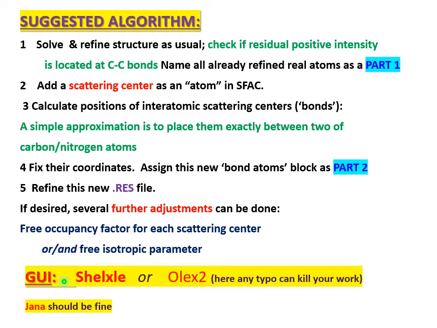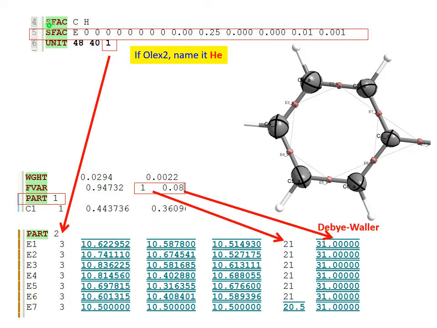As a graphic user interface, the best will be ShelXle. OLEX2 is acceptable, but any typo can kill your work. Yana should be fine as well. So what we do, we have our usual carbon and hydrogen for our biphenyl. Now we are writing our SFAC line here with some arbitrary number around 0.2 for our dummy atom, and mention it in your unit parameter. You name it helium in OLEX2.